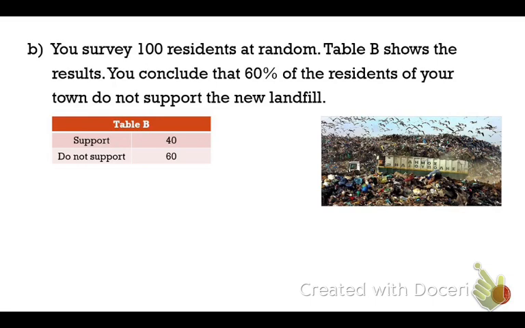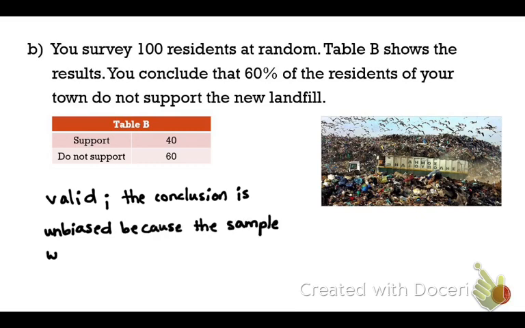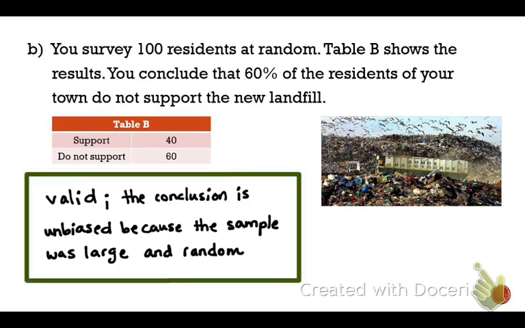Jocelyn says she believes it is valid. Can you explain to me why you think this is a valid conclusion? Let me think. Remember, valid means it's unbiased. How do we get an unbiased conclusion? They chose a big amount. It was large and, what was the other word? Random. Yeah, and random. You are very good. So write this down. The conclusion is unbiased. Remember, unbiased is good. That's what we're looking for. And in order for something to be unbiased, the sample has to be large and chosen at random. Excellent description, Jocelyn. Thank you very much.